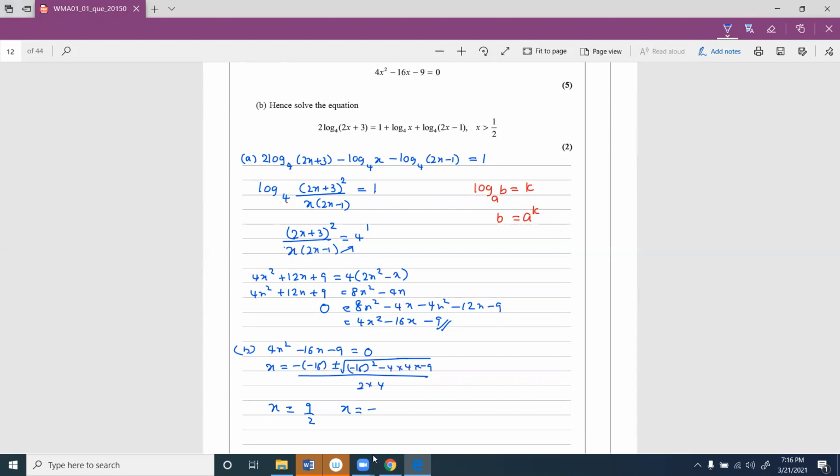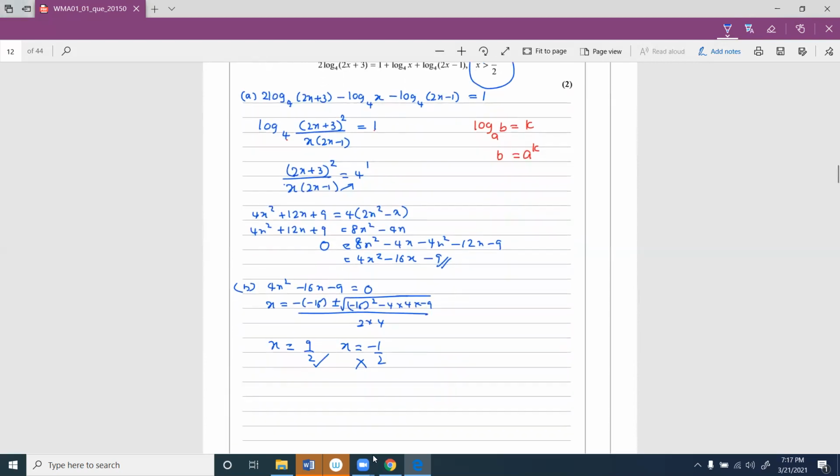Now, there is a restriction over here: they mention x is greater than half. Therefore, this is not existing. This would be the final answer. So you have to mark what is the correct answer. So the right answer is x equals 9 over 2. That's a way of writing this answer.